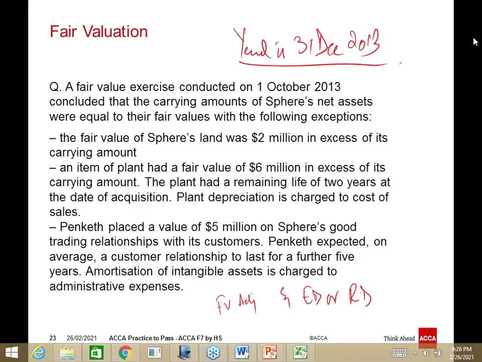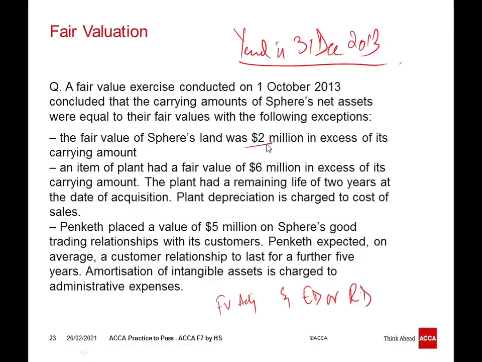Yes, is it done? The first thing is there is a revaluation in the land. The accounting entry should be land debit 2 million and revaluation reserve credit 2 million. These all items will be affected at the date of acquisition.